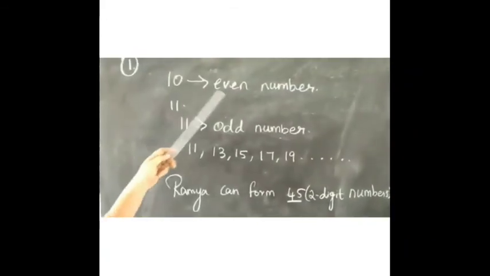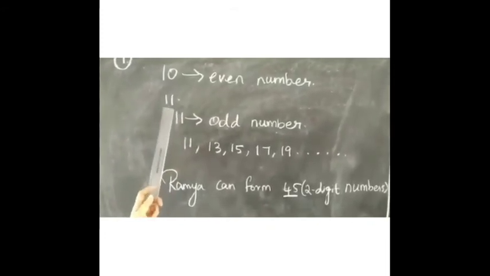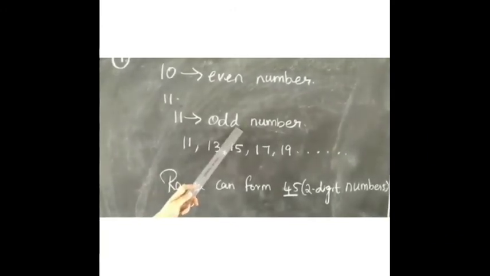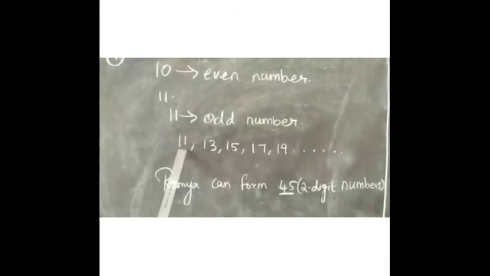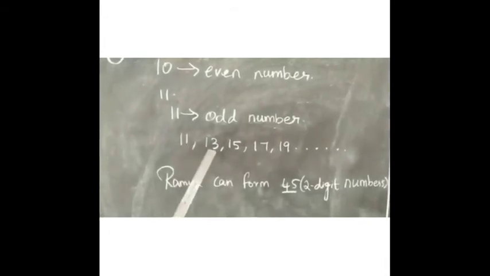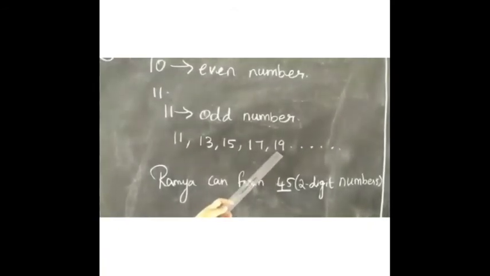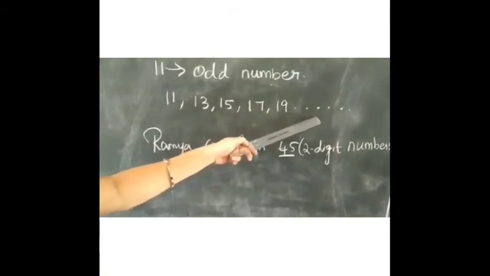10 is an even number. Next number is 11. So 11 is an odd number. So we can start from 11 and write the numbers alternatively. 11, 13, 15, 17, 19. Continue to write up to number 99, children.